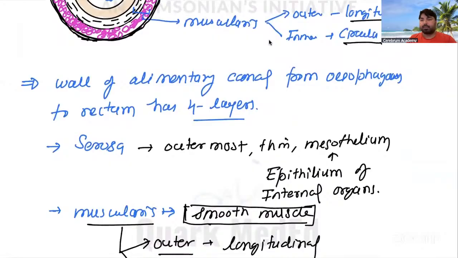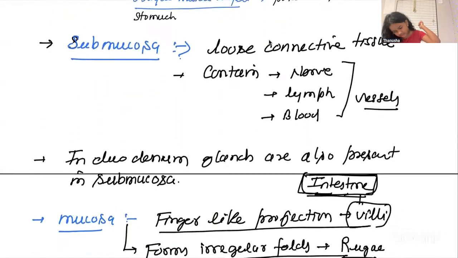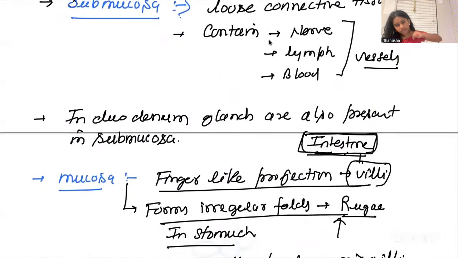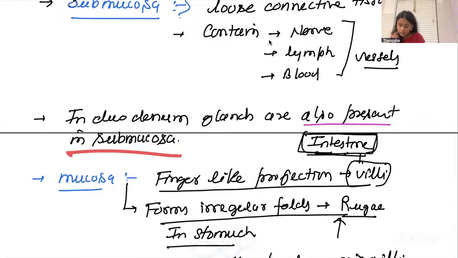The next layer is the submucosa. It has loose connective tissue. It contains nerves, lymph, and blood vessels. The duodenal glands are also present in the submucosa. Next, it's the mucosa.